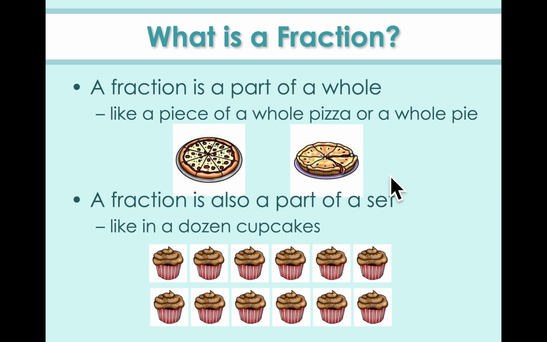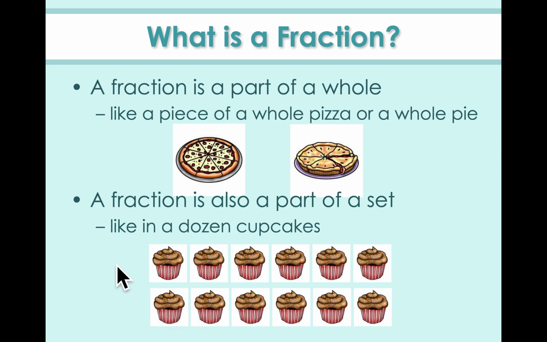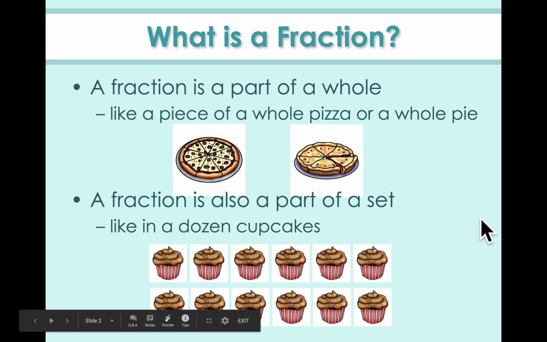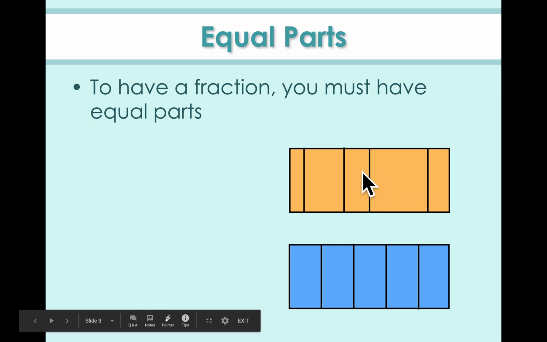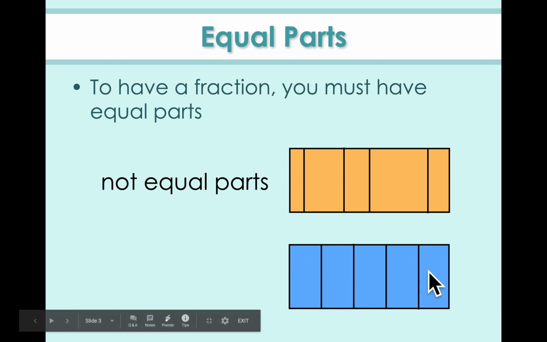Here you're taking a piece of the full pie, and here you're taking 1 cupcake out of the set of cupcakes. Now, to have a fraction, you must have equal parts. Over here, these aren't split into equal parts, so there can be no fraction over here. And this shape over here is split into equal parts, so we can have a fraction.